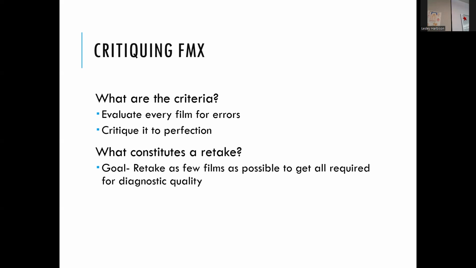But obviously, as you're learning, some of that stuff's going to happen. You can end up with a set of films that doesn't look the prettiest, but it still has all the diagnostic information. And we don't want to just take films on patients, we want to stop at a certain point once we get all that diagnostic information that we need.